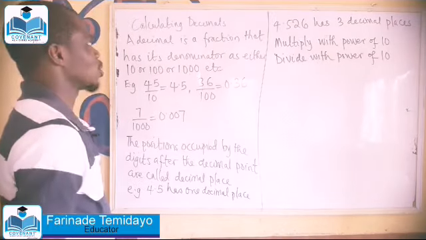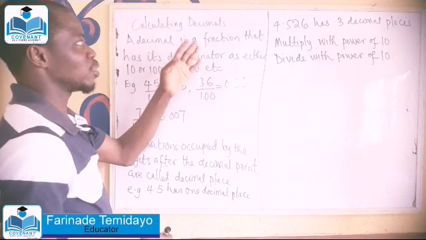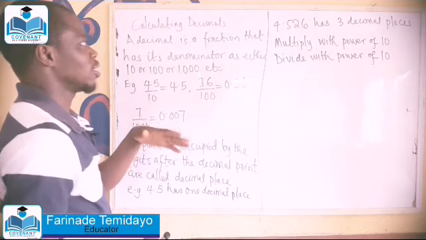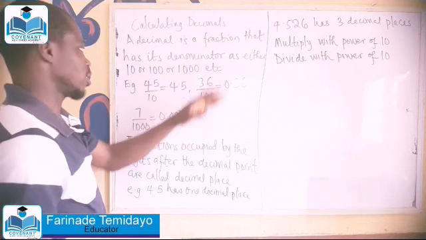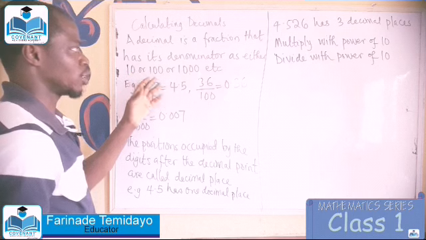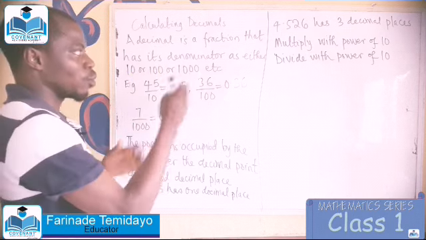In today's class, we want to consider calculating decimals. And when you talk about calculating decimals, what is meant by decimal? A decimal is a fraction that has its denominator as either 10 or 100 or 1000, and it goes like that. It can be 1 million.